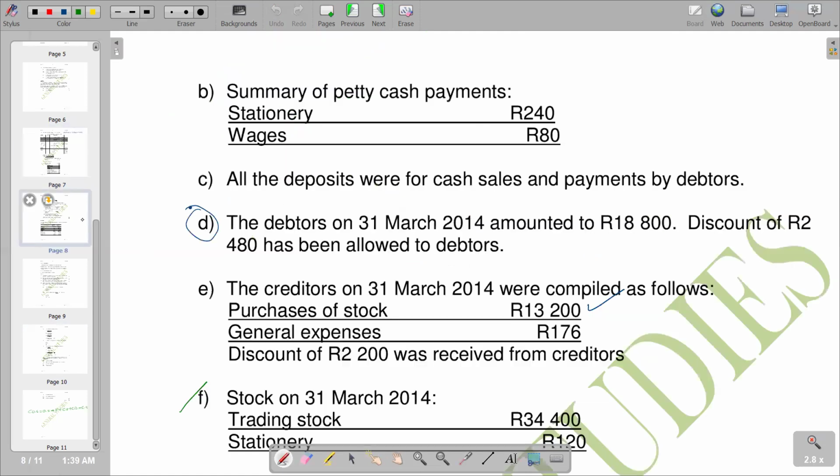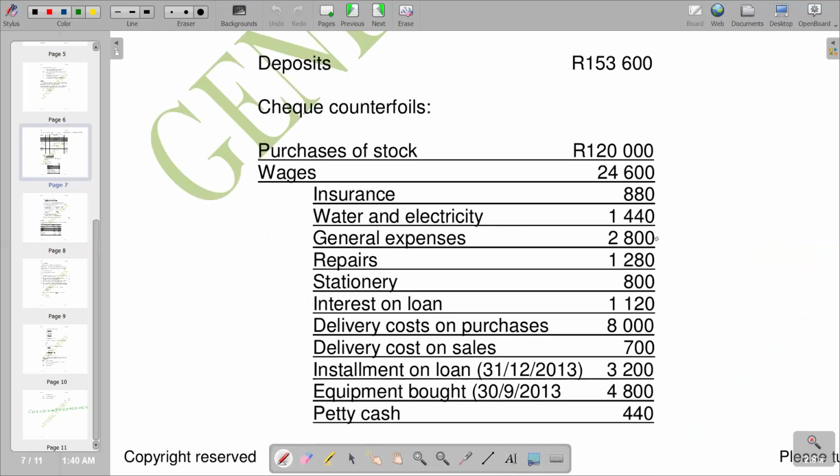2,800. But obviously, we check any additional information saying the creditors on 31 March 2014 were compared as follows. So we have got general expenses as a creditor at the end of the period. So it means this was part of general expenses that was not paid by the end of the period, which is 176, which was due. So anything due, we have to add it to the amount given in the bank. It indicates that 176 belongs to the current period, but it was not paid. So we have to add it so that we include it for the current period since it belongs to the current period. So any accrual or owing figure, we have to add it. So for 176, we add it to 2,800 for general expenses.